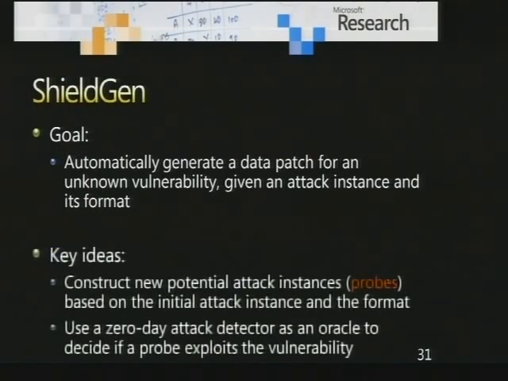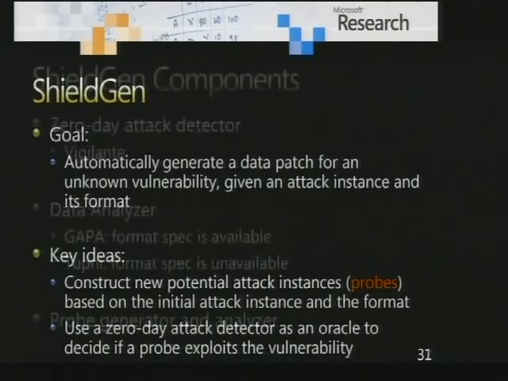Just go back a little bit. The goal of ShieldGen is to automatically generate a data patch for unknown vulnerabilities, given the attack instance and the format. The key idea, if you recall, I said 20 minutes ago, is we want to construct a new attack instance based on the initial attack and the format. And we feed the attack instance to an oracle and decide if that new attack instance will trigger the attack. We'll continue that process until we find the vulnerability signature.